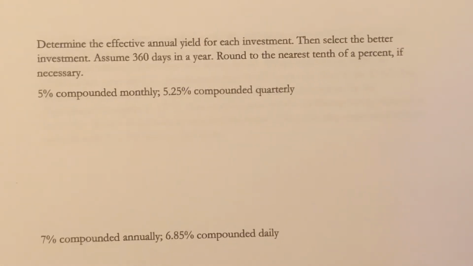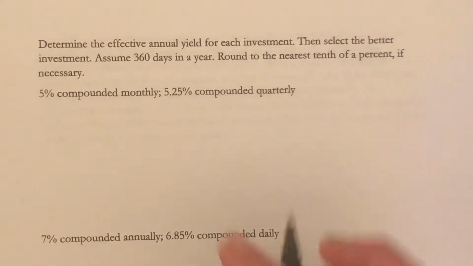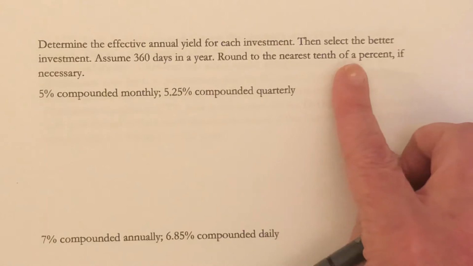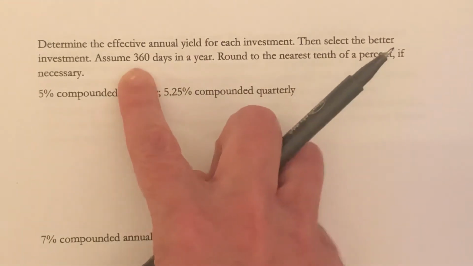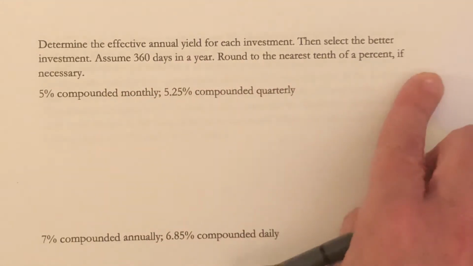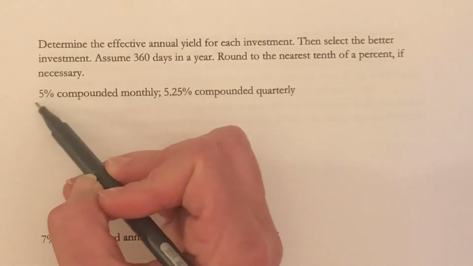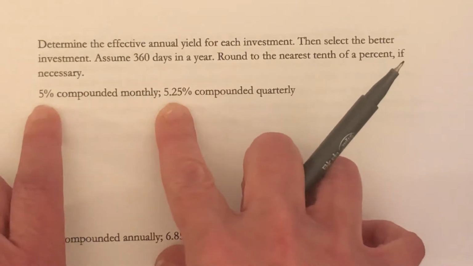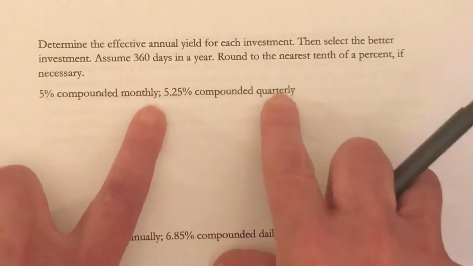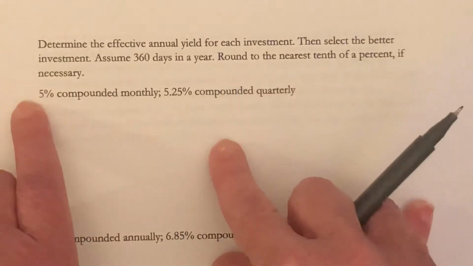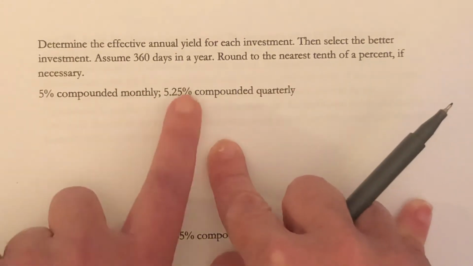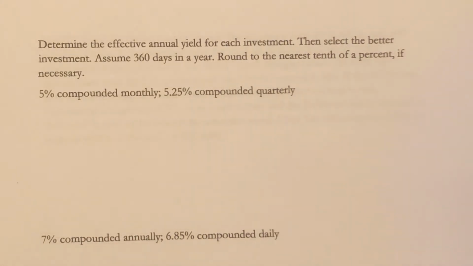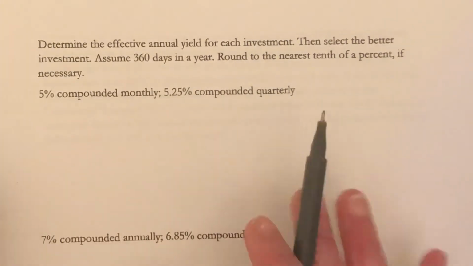Okay, same type of problem. We want to determine the effective annual yield for each investment. Then we want to figure out which is the better one. Assume 360 days in a year, round to the nearest tenth of a percent if necessary. This is the type of thing I was talking about. We have two different rates and two different compounding periods. This is a lower rate, but compounded more often. Higher rate, less often. It's hard to tell just by looking which of these is going to be better. So I'm going to find the yield for each of these.